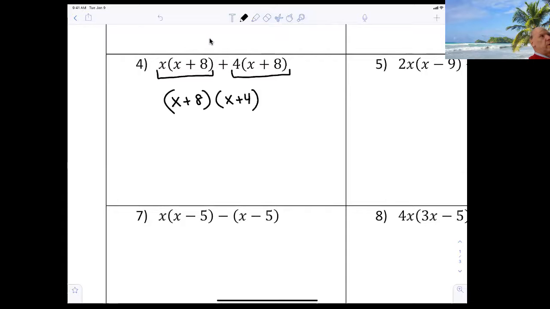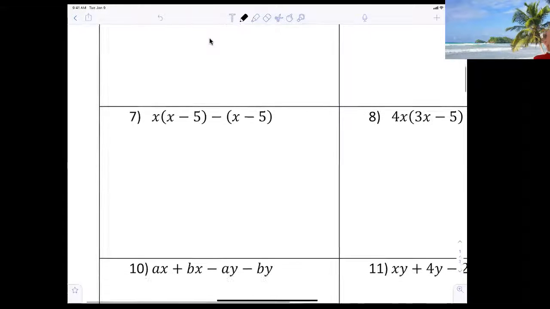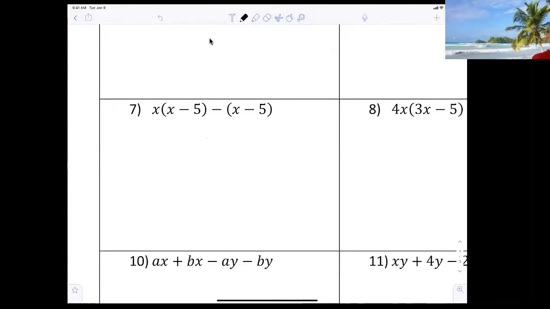Now, number 7, they're trying to trick you. It's not just a negative, it is a negative 1. So what can I pull out of each bucket? X minus 5 comes out of each bucket. And what's left behind? X minus 1. All right, so those were the easy ones.